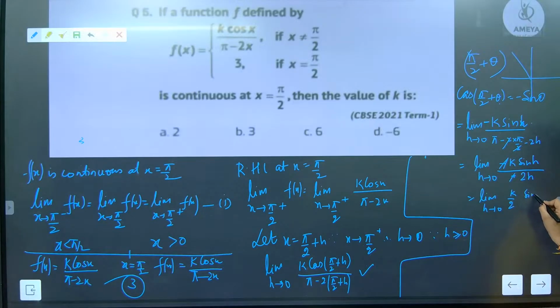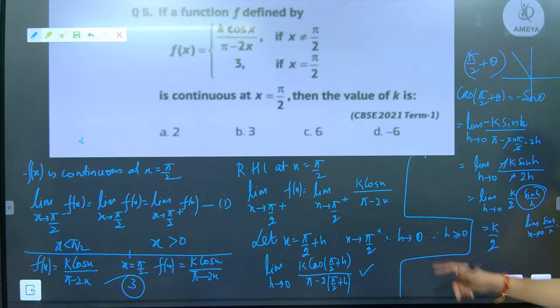Now one thing we know, it will become limit h tends to 0, minus minus cancel, k by 2, you keep one side, it is sin h by h. And we directly know that limit h tends to 0 of sin h by h equals 1. So this section will become 1. And this is finally giving you k by 2.